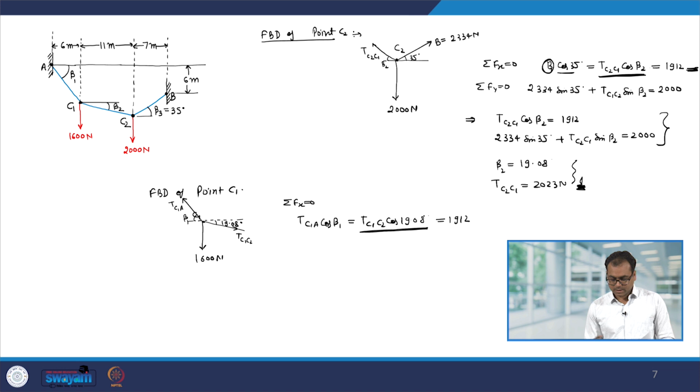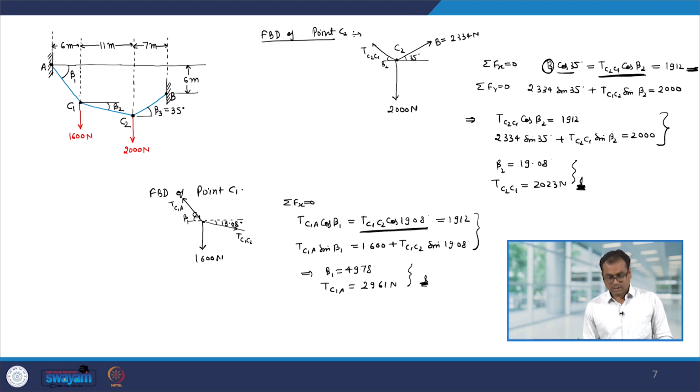Similarly, the force balance along the y direction will give you T C1A sin beta 1 equal to 1600 plus T C1 C2 sin 19.08 degree. Now, again we have two equations and two unknowns. So, we can find out what is beta 1. It comes out to be 49.78 degree, and the tension comes out to be 2961 Newton.